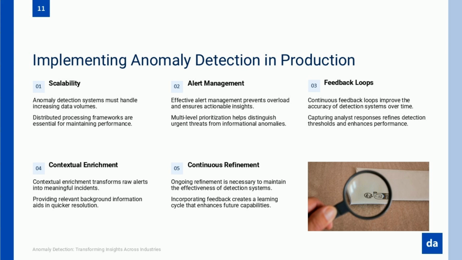Beyond technical implementation considerations, production systems must solve the interpretation challenge. Detecting anomalies serves little purpose if stakeholders cannot understand their significance and take appropriate action. This is where visualization and explanation approaches become crucial bridges between technical capability and business value.